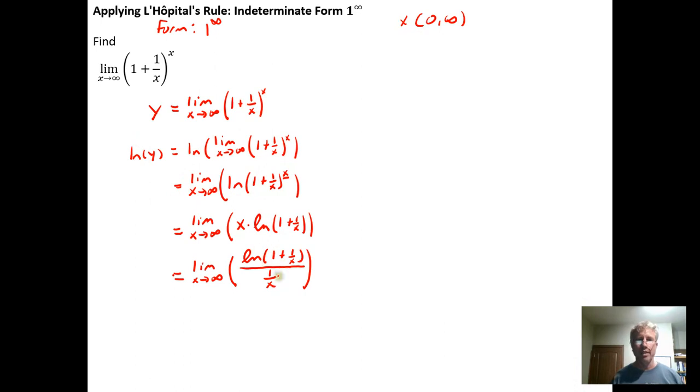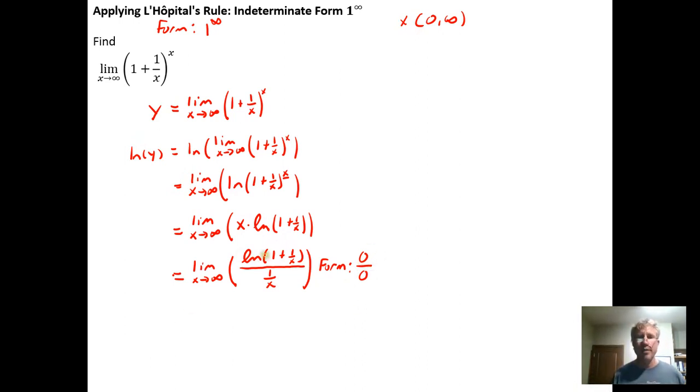And if I look at this and think about the form that I have, I'm taking the limit as x goes to infinity. So as x goes to infinity, 1 over x goes to 0. 1 plus 0 is 1, and the natural log of 1 is 0. And in the denominator, as x goes to infinity, 1 over x goes to 0. So I have the form 0 over 0. I have a ratio of two functions that has a form to which L'Hopital's rule can be applied.